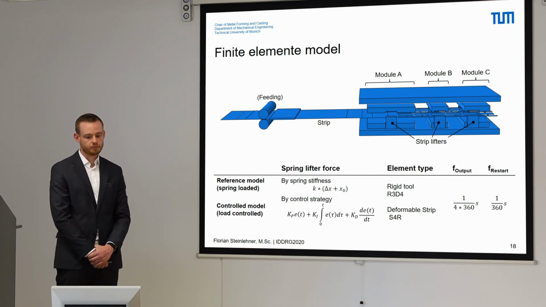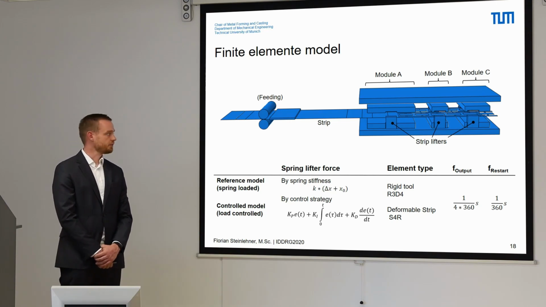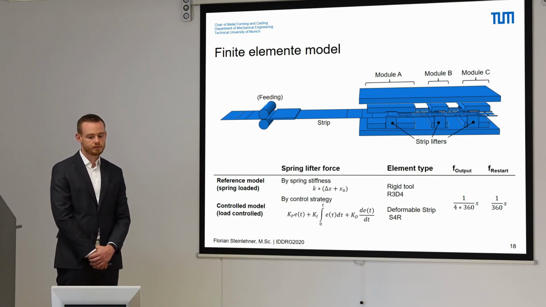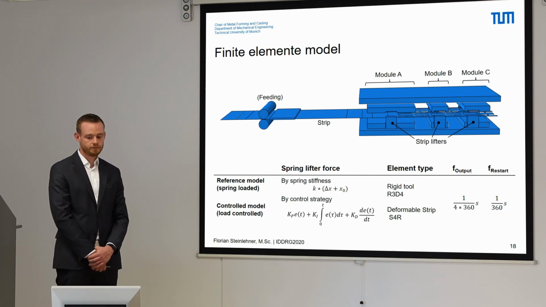There are 2 general models used for this work. One is the reference model, where the strip lifters are spring-loaded and are getting pushed down by the downwards movement of the press ram and of the binder. The other model is the controlled model, where the strip lifters are moved by a load-controlled single force acting on them. In both models, the tool consists of rigid shell elements, R3D4, and the strip is made out of deformable shell elements with the type S4R.